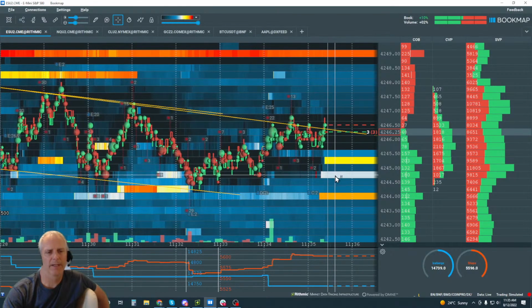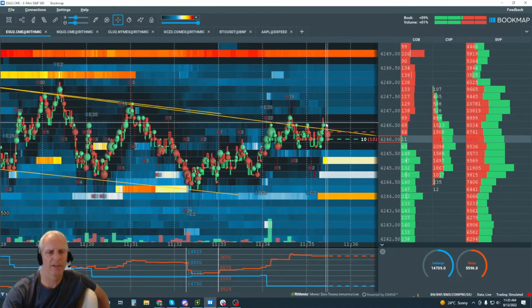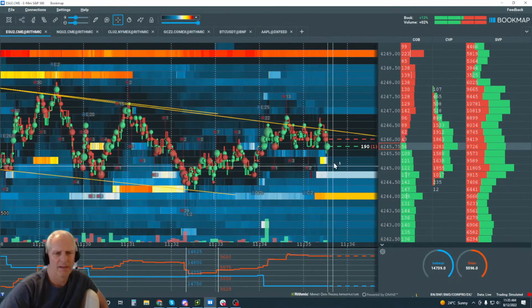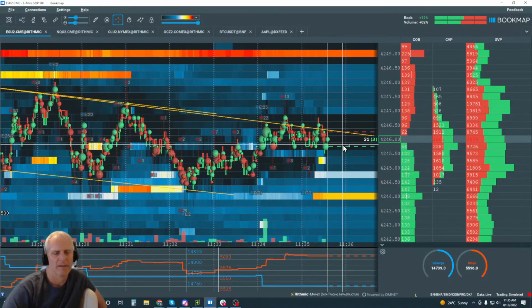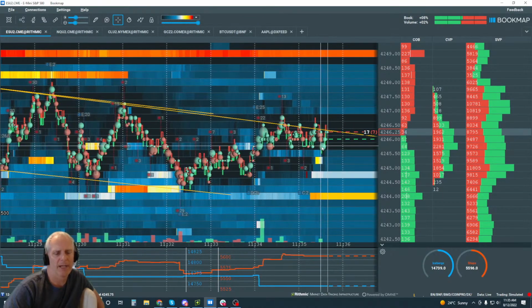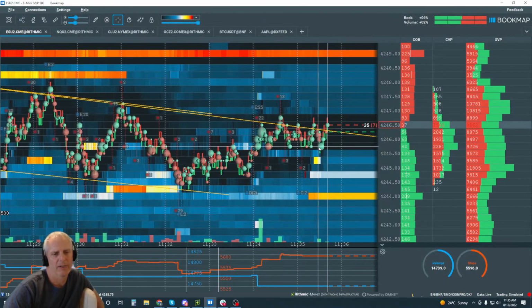Look at the bid instead, and the reaction to it has been some buying. Still not finding sellers down here at this bottom edge of this range.